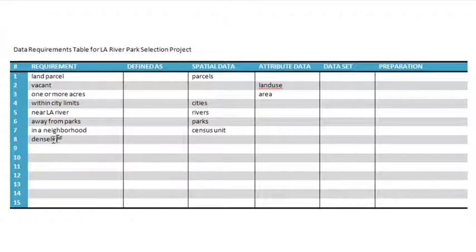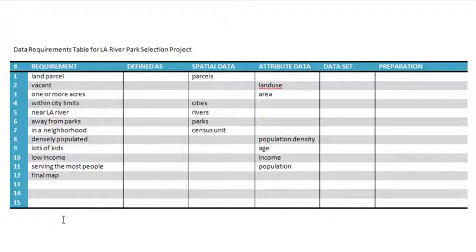Under the densely populated requirement, number 8, this will be a population density attribute data. Under the requirement for lots of kids, that will require some age data under attributes. For low income, that's an income data attribute. Serving the most people, we have a population attribute data.